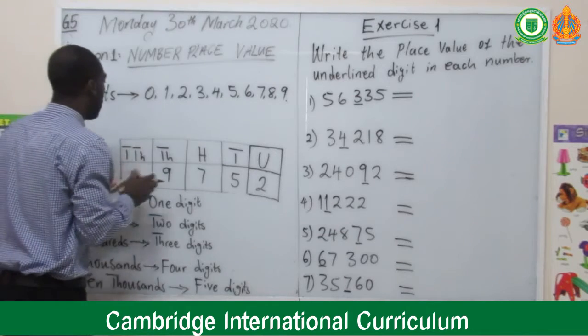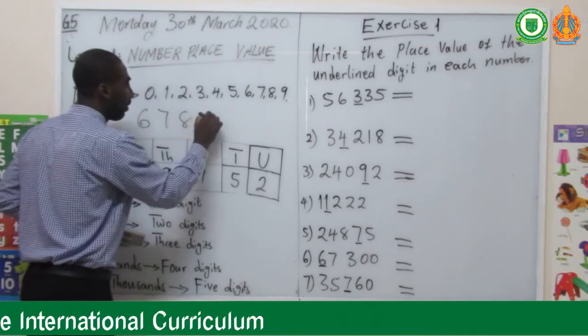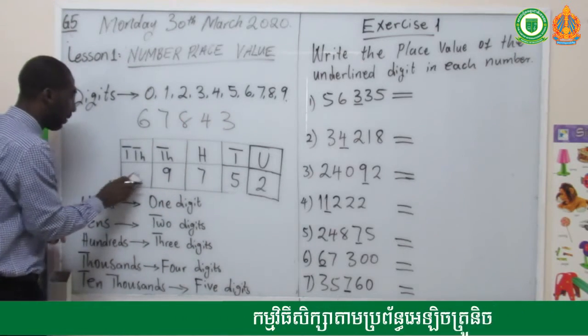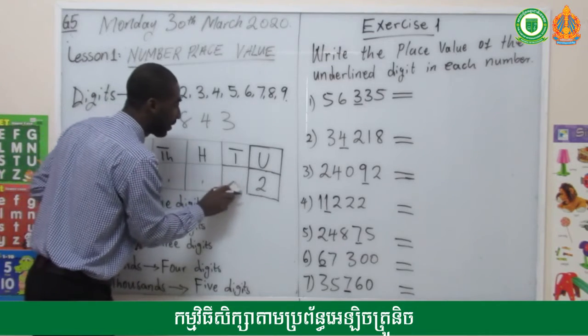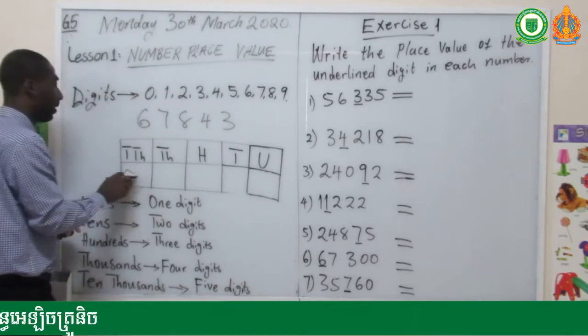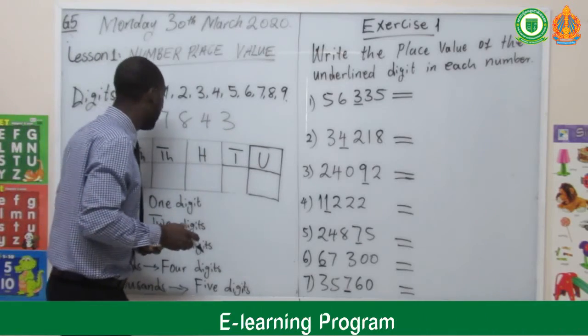So let's say I want to write 6, 7, 8, 4, and 3. Okay, so we change our figures here. And then we fill in the gaps to know where we can put in these numbers. So first of all, we'll start from the right hand side.